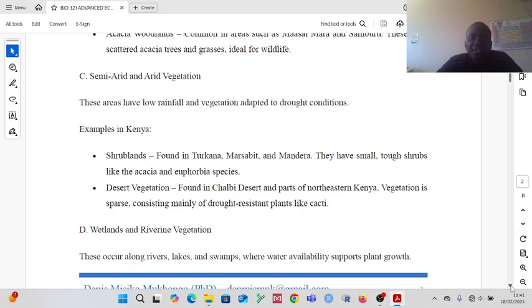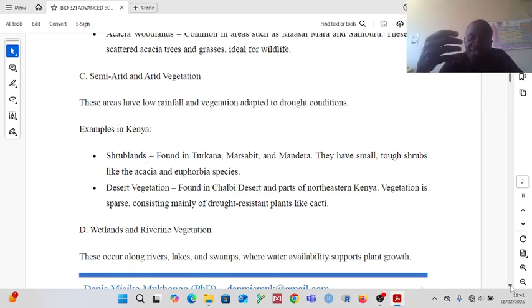You also have the desert vegetation, what you find, for example, in the Chalbi Desert in Marsabit. Okay. So within the desert vegetation, the vegetation is very sparse. Okay. But the plants that you find there are drought resistant. You are talking of things like the cactus. Okay.